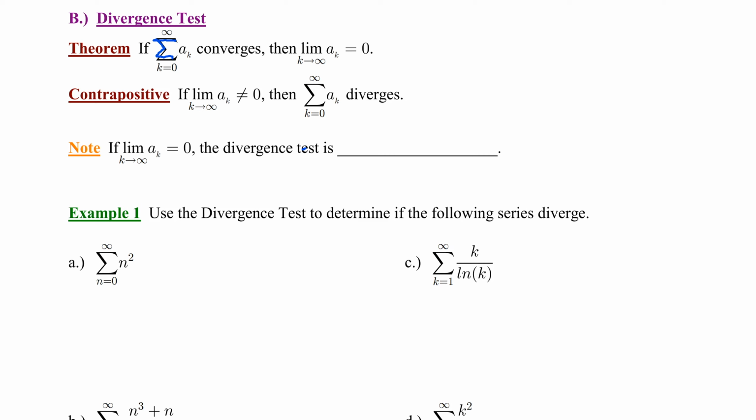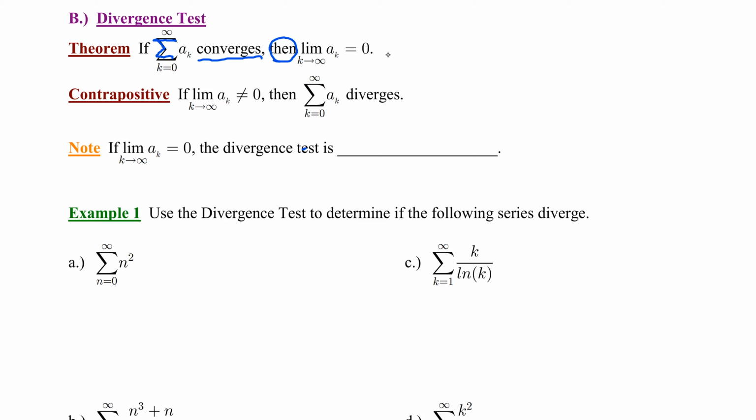Remember I told you at the beginning of this section, our goal is to determine if a series converges or diverges. Notice the hypothesis of this conditional is that it converges. So in order to apply this theorem directly, I would have to know initially that the series I'm examining converges. If that's true, then the natural conclusion or result is that the limit as k approaches infinity of a sub k equals 0.